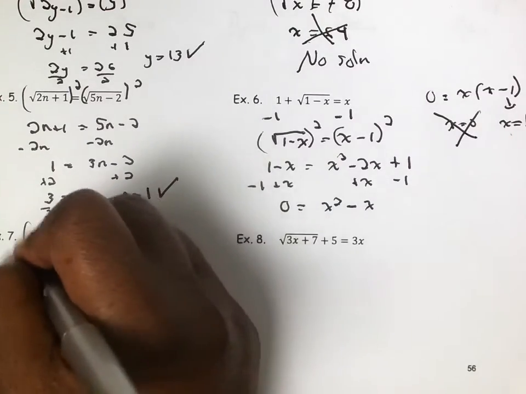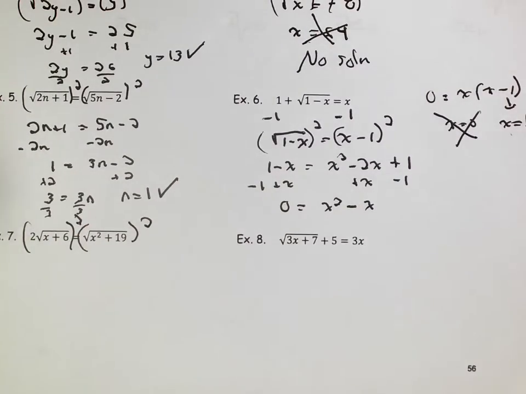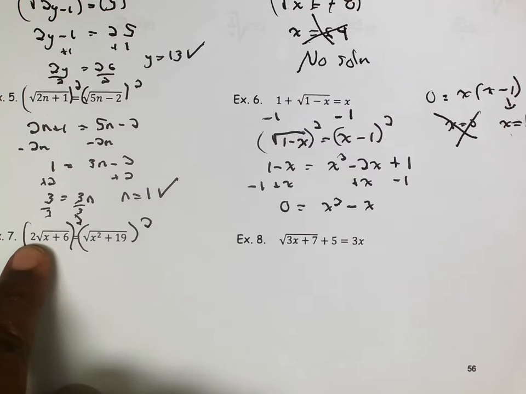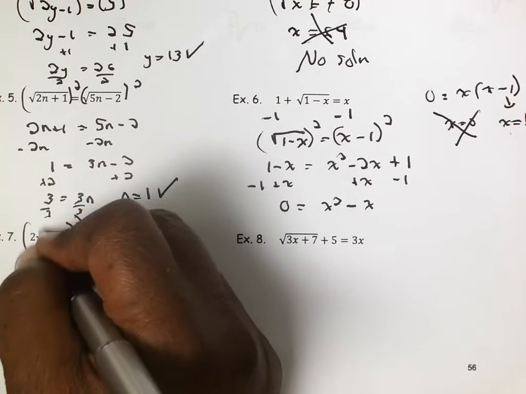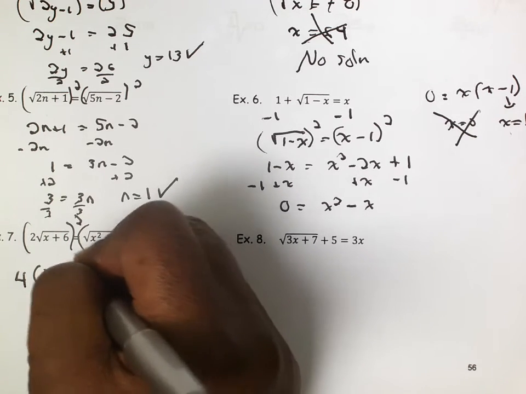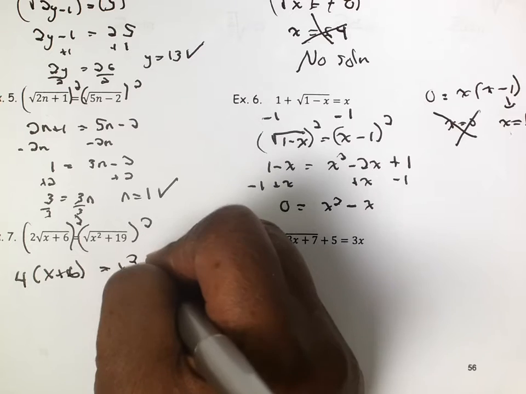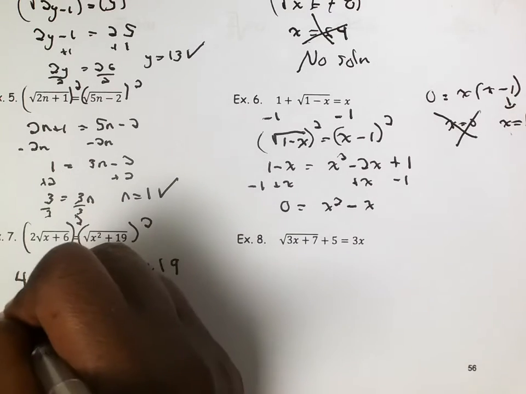Alright, number 7. I have radicals on both sides, so I'm just going to square them. Again, this is a little bit tricky because that 2 is not in the radical, so I have to make sure I square that. So 2 squared is going to give me a 4. And then when you square the square root of x plus 6, it just gives me x plus 6. And then on the other side, when you square it, we have the x squared plus 19. So I'm going to distribute this.